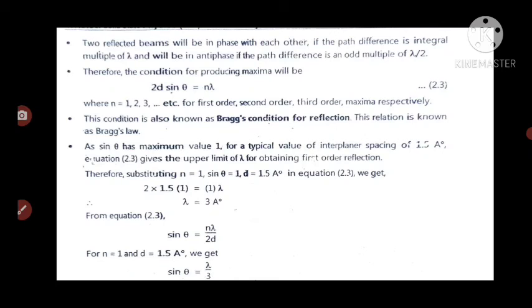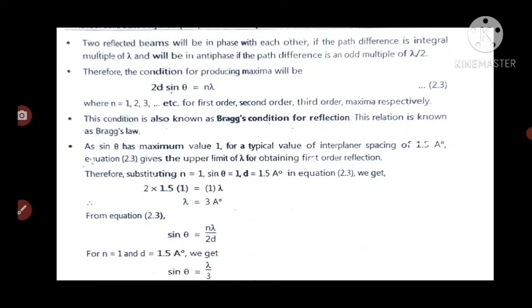If n is equal to 1, that is considered the first order. If n is equal to 2, it is the second order, and if n is equal to 3, the third order. So 2d sin theta is equal to n lambda, with n equal to 1, 2, 3 and so on. This condition, n lambda equals 2d sin theta, is known as the Bragg condition for reflection, and this relation is known as Bragg's law.